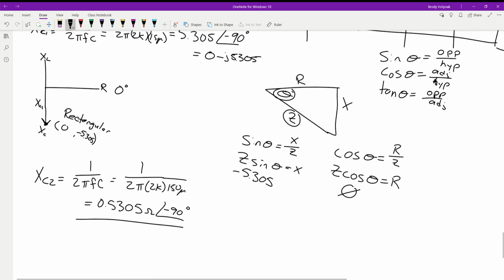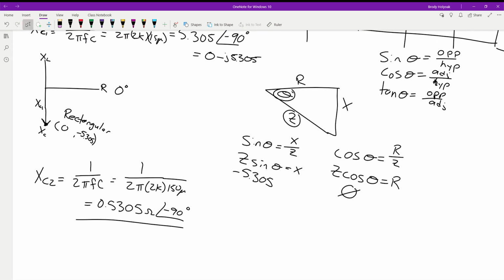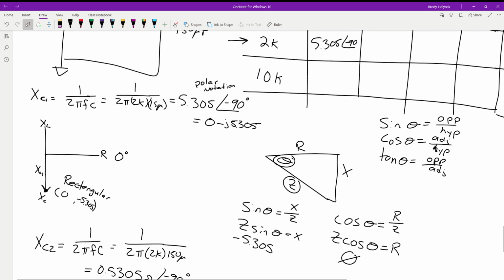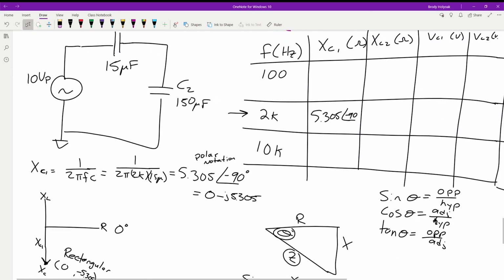Does anybody have a problem with how we got this value? So now we have these values. What are they in terms of? They're at negative 90, but what unit are they measured in? Ohms. We can treat them just like resistance at this point. The only difference is they have a negative 90 attached to them instead of a 0.